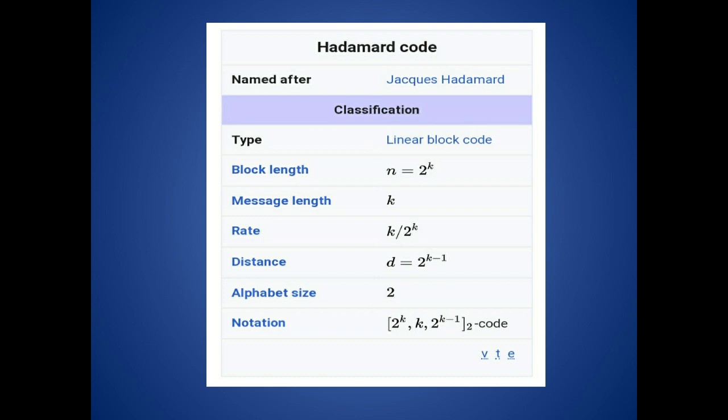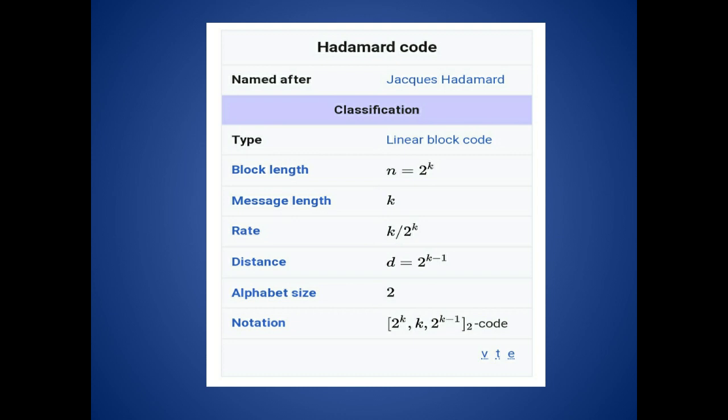He is Jacques Hadamard. This table will tell you the classification, I mean the type and the block code type of Hadamard code. If, for example, the block length is n, then that will be equal to 2 to the power of k, where k is the message length. For example, a block may be 8 bits. So 8 bits will be 2 to the power of 3. So the message length will be 3 words.